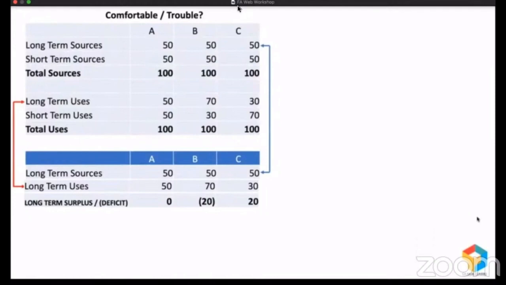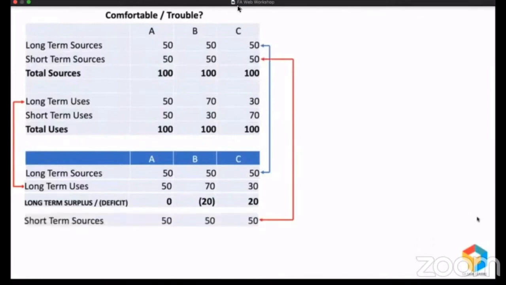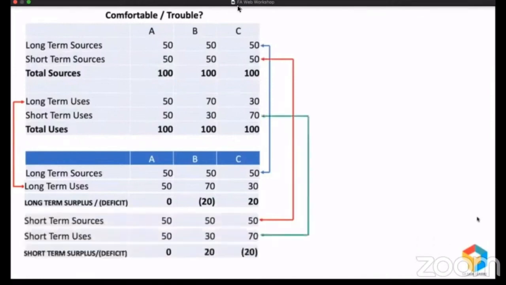And now let me take short-term sources. I'll compare that with short-term uses. And let's see what the position is. For company A, obviously no surplus, no deficit. But company B, they raised a short-term fund of 50 and used only 30, so they had a surplus of 20. And company C, they raised only 50, they've used 70, so they had a deficit. So it might look like company C is in trouble because they had a deficit and company B is comfortable because they had a surplus, but that's not the understanding.